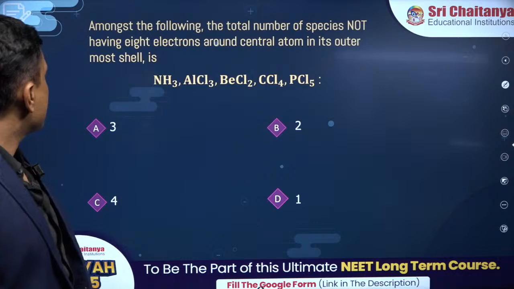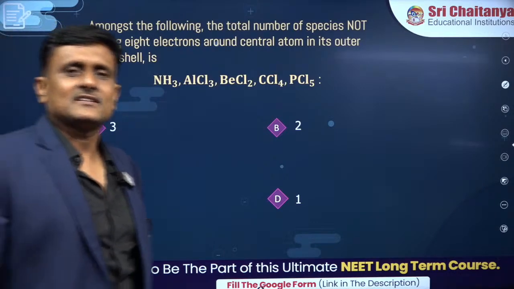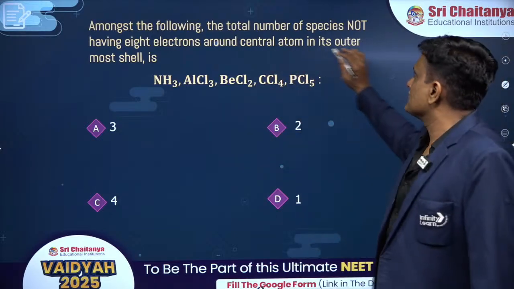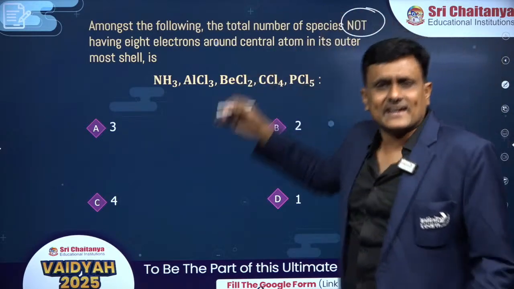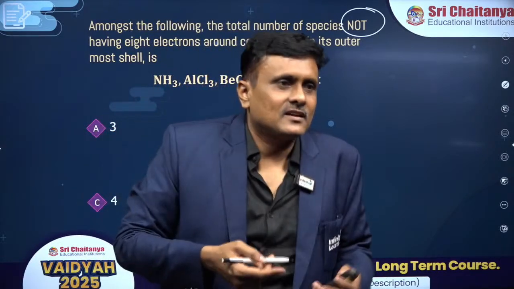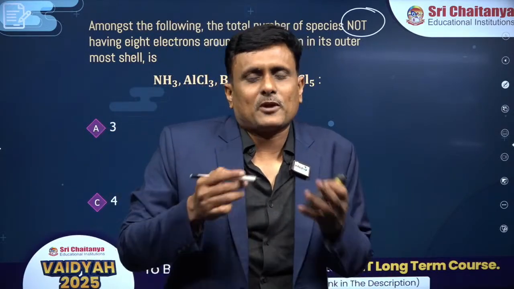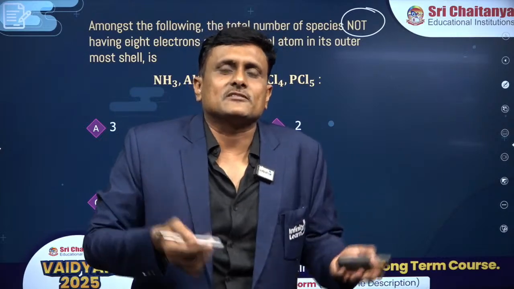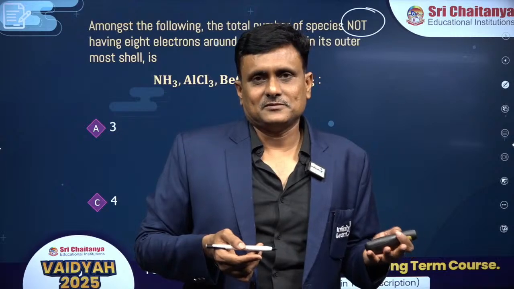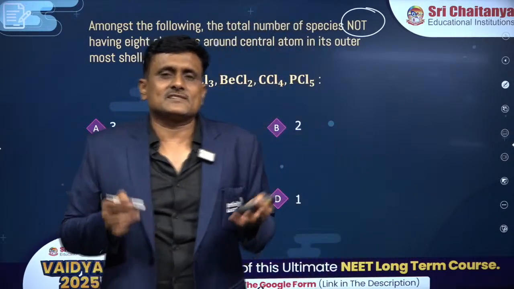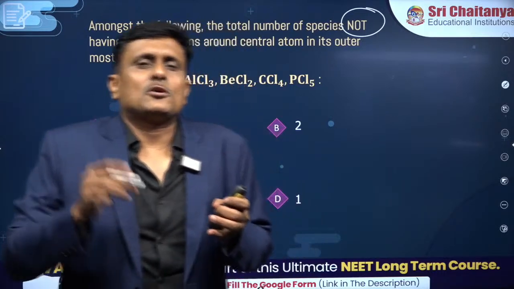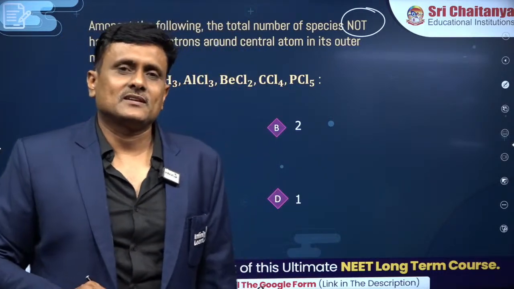Next question, the easiest question. We study it in chemical bonding, our favorite chapter. You can see that amongst the following, we need the total number of species which are not... See, in haste we actually miss out these things. I think you can hear me. The problem is we are sitting in a heterogeneous environment, the exam hall. We are afraid of exams. We are worried, panicked, stressed out, and in that stress you tend not to read the question properly.